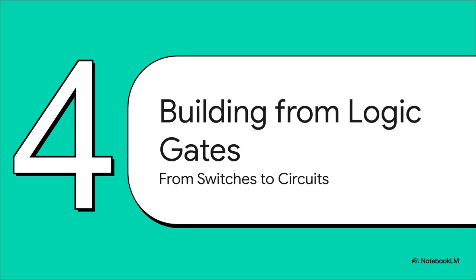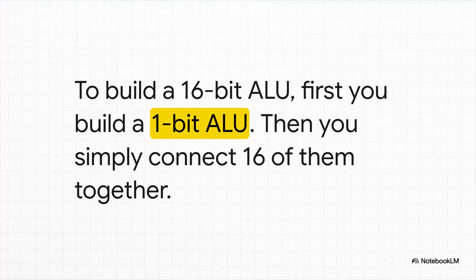All right, for our final section, we are going microscopic. We're zooming all the way down. How do you even build a circuit that can do all of this incredible stuff? Well, it all comes down to these tiny little switches called logic gates. And the engineering principle here is beautifully simple.